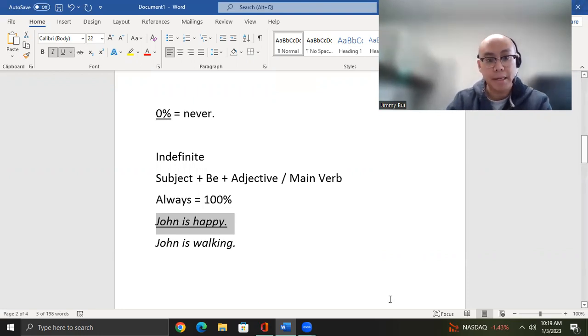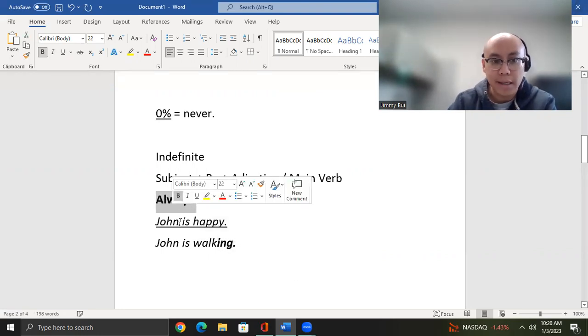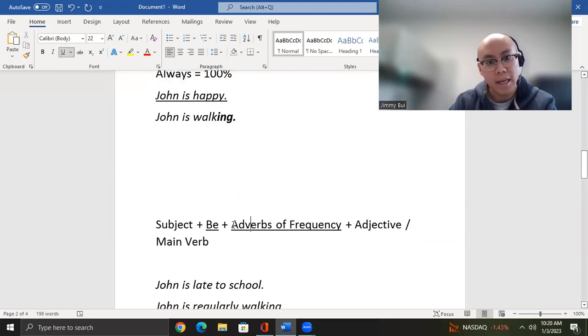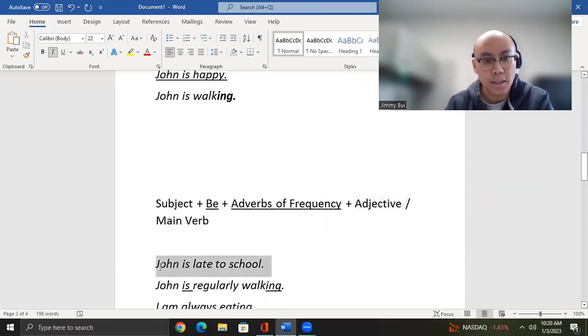John is walking. The ing, again as a refresher, shows that it is happening right now. Present continuous, it can continue into the future, but currently we know John is walking. We can modify that and use the word always, constantly, any of these adverbs of frequency that we had, and we're going to put the adverb of frequency right after the verb be and before our adjective or our main verb. So, John is late to school.